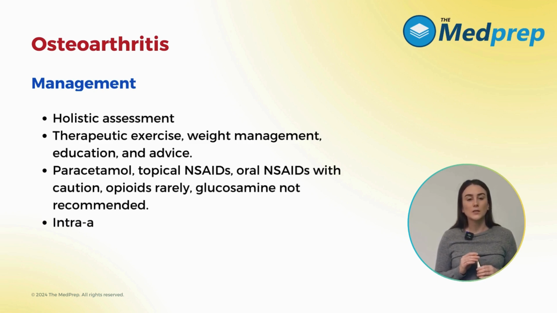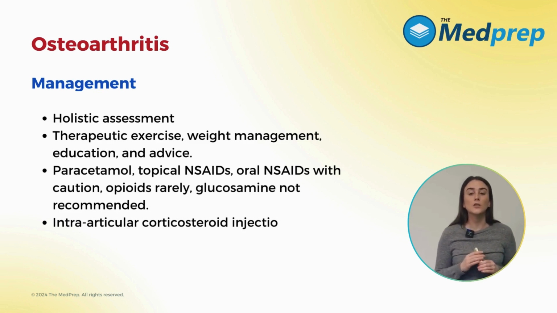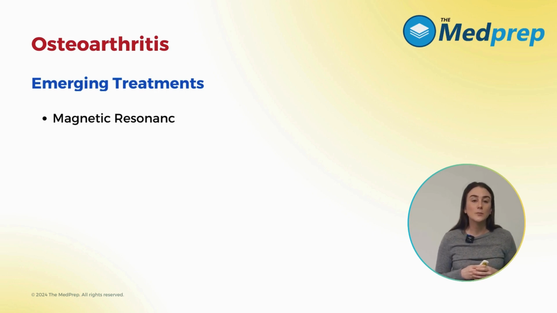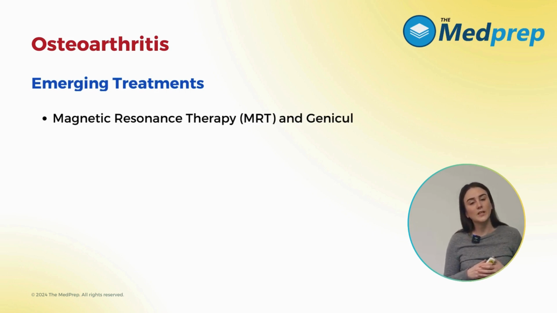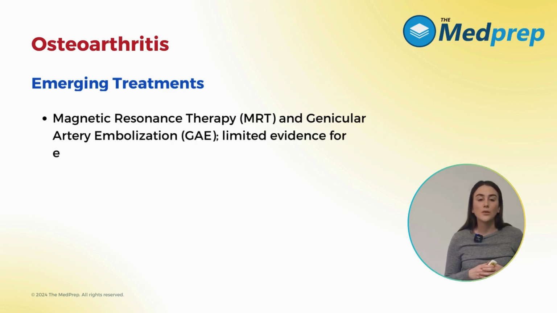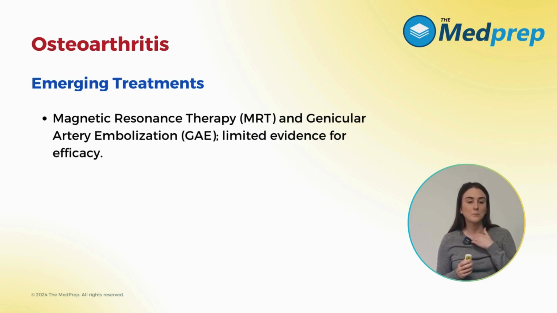Glucosamine is not recommended. Intra-articular corticosteroid injections are generally used for short-term symptomatic relief, particularly where there's acute inflammation, and referral for joint surgery if the non-surgical options are ineffective. Emerging treatments include magnetic resonance therapy and genicular artery embolization, which are under research, but there's limited evidence for efficacy.